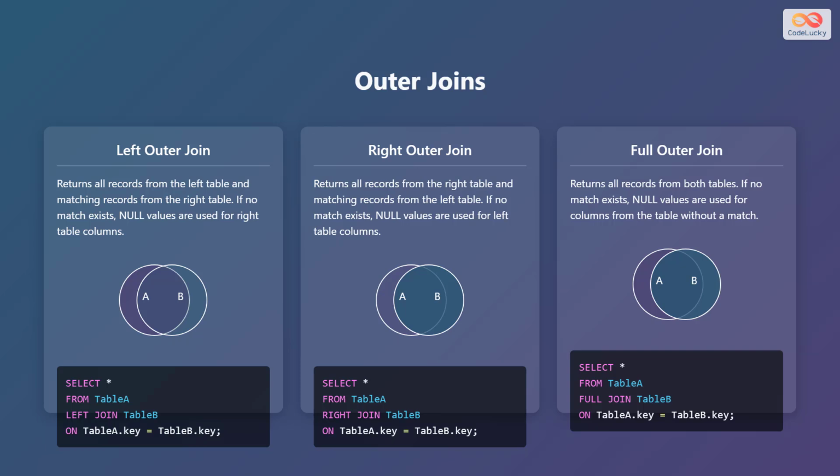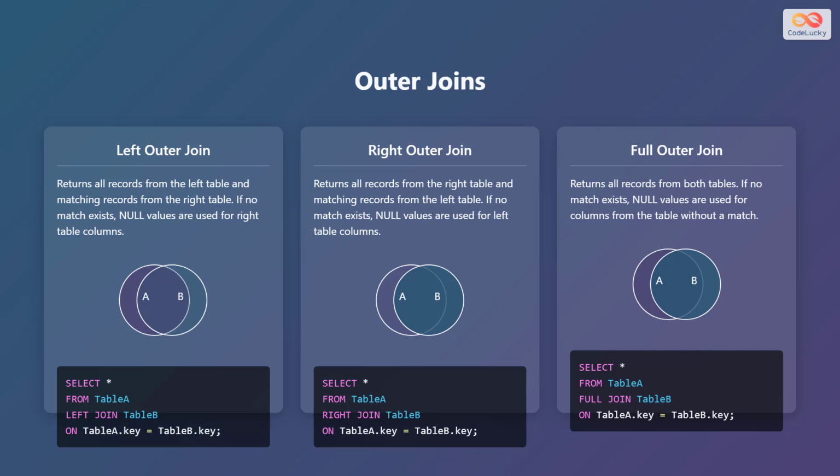Next, let's discuss outer joins. Outer joins are used to return all records from one table, along with the matching records from another table. There are three types of outer joins: left outer join, right outer join, and full outer join.